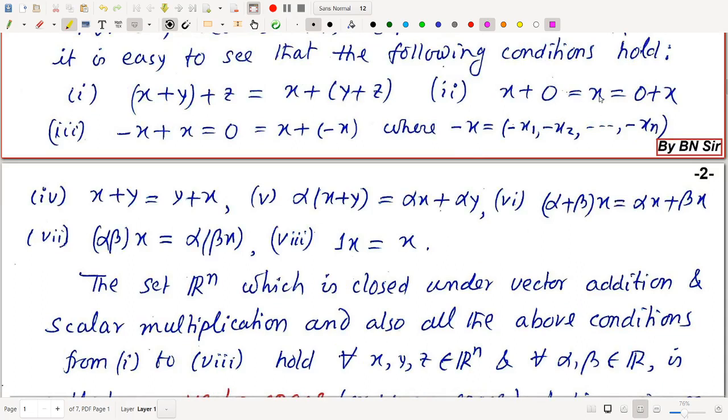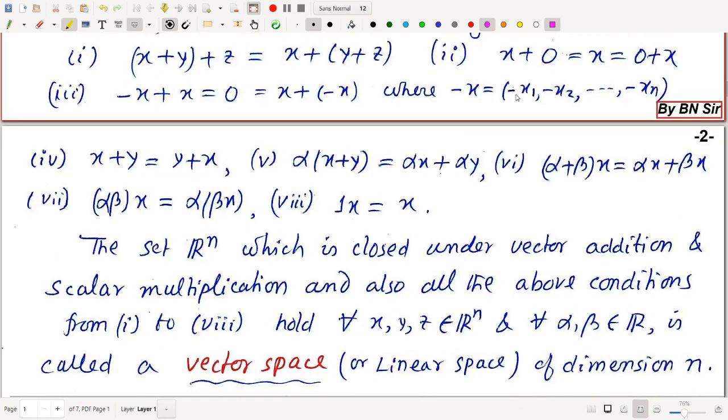x + 0 = x = 0 + x. Here 0 means the zero vector. Minus x plus x is 0, where 0 means the zero vector having n components. It can also be written as x + (-x), where -x means (-x1, -x2, ..., -xn), all components with a negative sign.